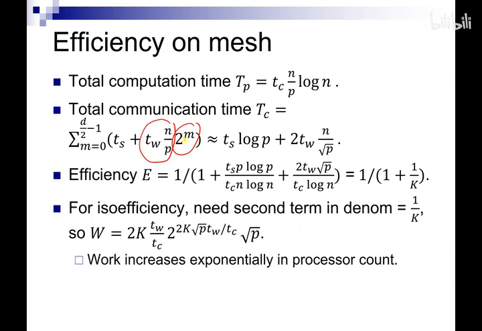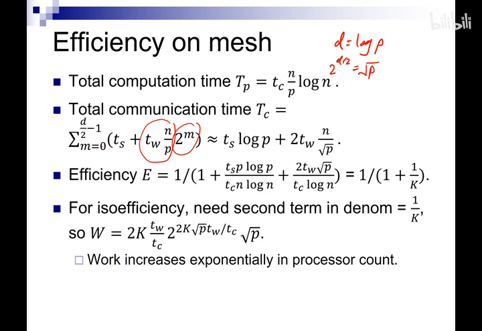And this is going to simplify to, so m is going to range from 0 to d over 2. We have d equal to log p, so 2 to the d over 2 is going to be root p. And so this whole thing is going to simplify to something like this. So basically n divided by root p over here.